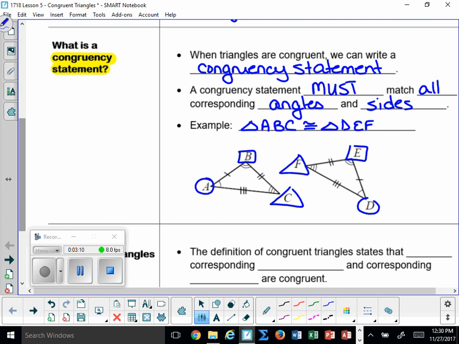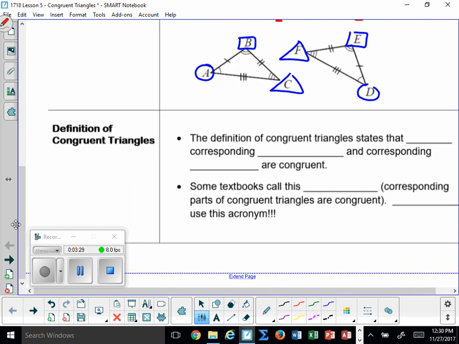This second triangle is not always in alphabetical order, and that's real important to note. But the nice thing is I could give you information on angle B, for example, and because angle B is in the middle, you would know that information was also true for angle E. So the definition of congruent triangles actually states that all corresponding angles and all corresponding sides are congruent.